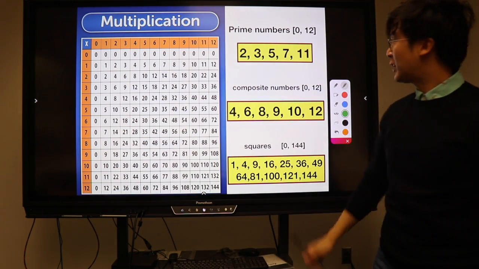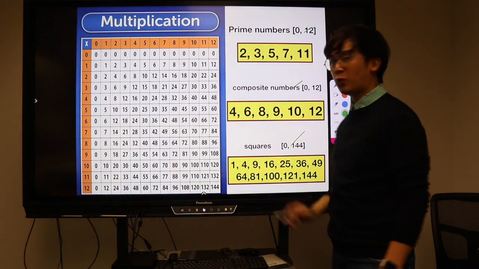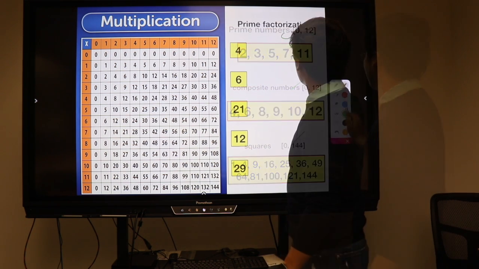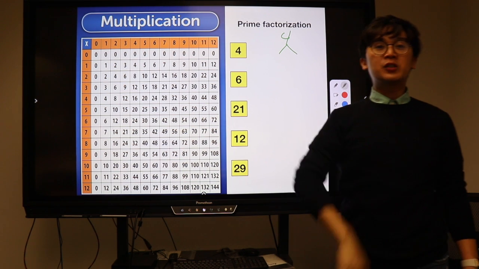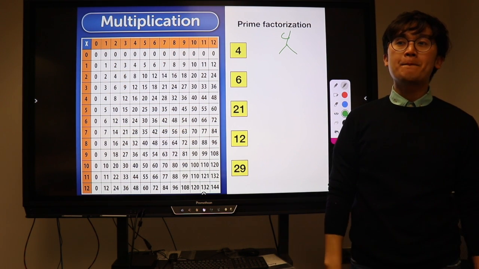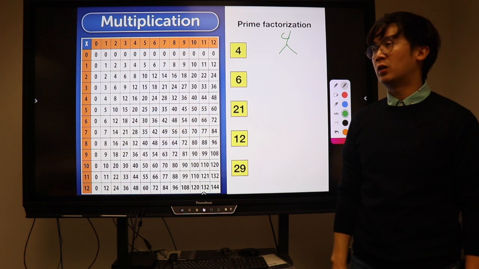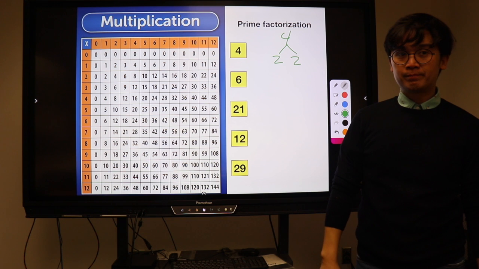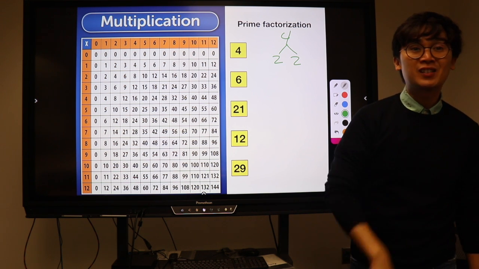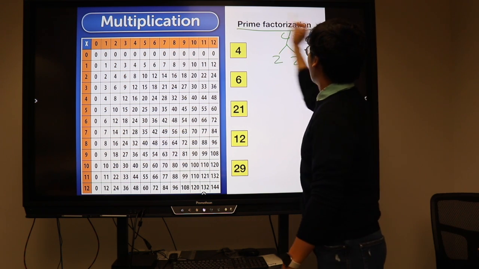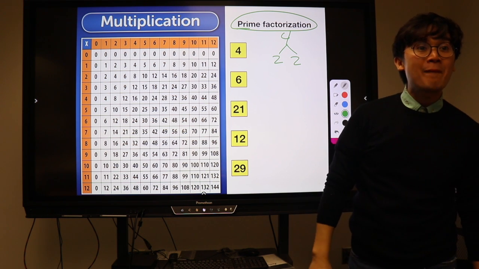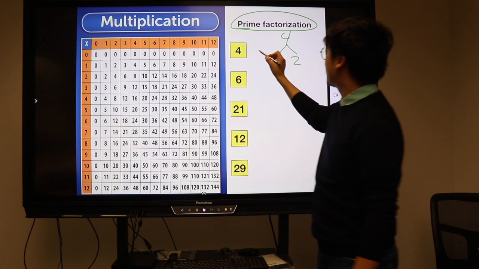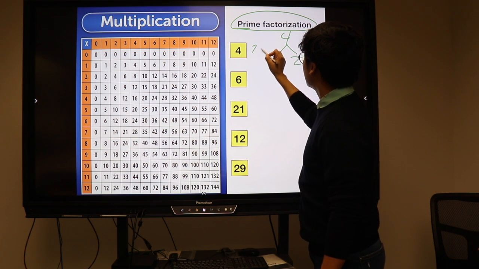Alright, so now that we know prime numbers, composite, and squares, we're going to work on factoring. What are the 2 numbers that you can think of that, when you multiply, will equal 4? 2 and 2. Is 2 a prime number? Yes, because that's the smallest prime number, right? And that's what you just did. You did prime factorization, or breaking apart a number to its prime factors. Because 4, its prime factors will be 2 and 2.